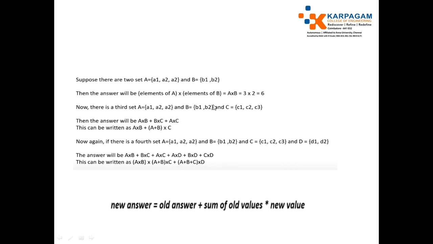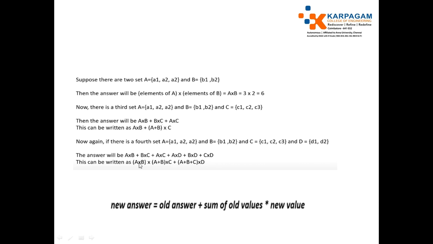You can identify a pattern from here. The previous answer can be related to your next term, and this term can be related to the next term, and similarly it goes on. So the pattern you can fetch from this is: new answer is given as old answer. Compared to this one, A into B becomes your old answer, plus the sum of old values. Old values are A and B. I am summing it now, A plus B into the new value.